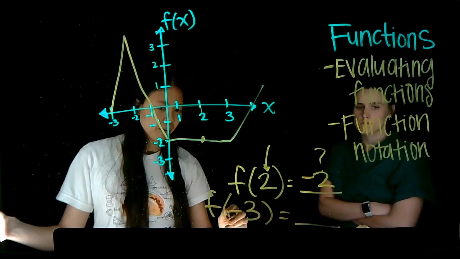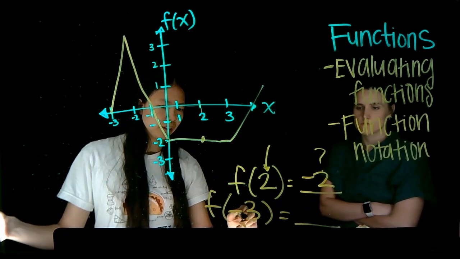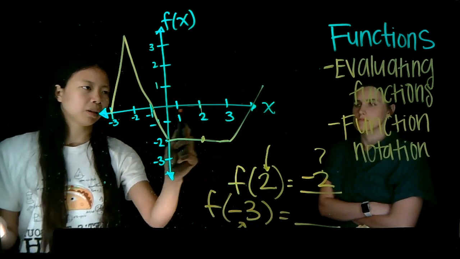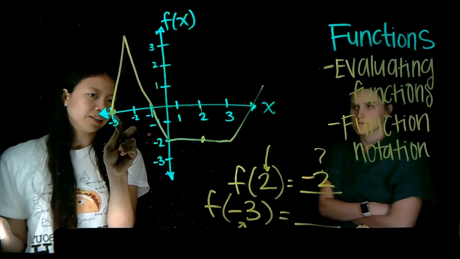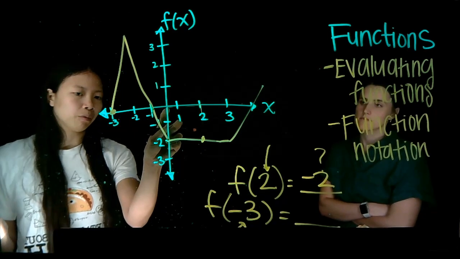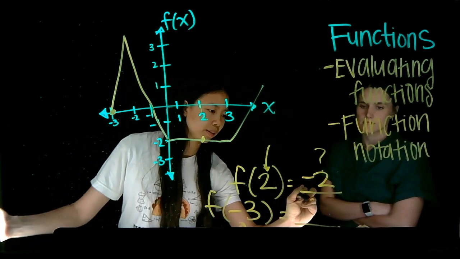All right, let's try another one. Again, this means when given an input of -3, what is my output? So I'm going to look at my x values or my input values here at -3 right here, and it looks like my output is 0. My y value is 0. So I would say that is 0.